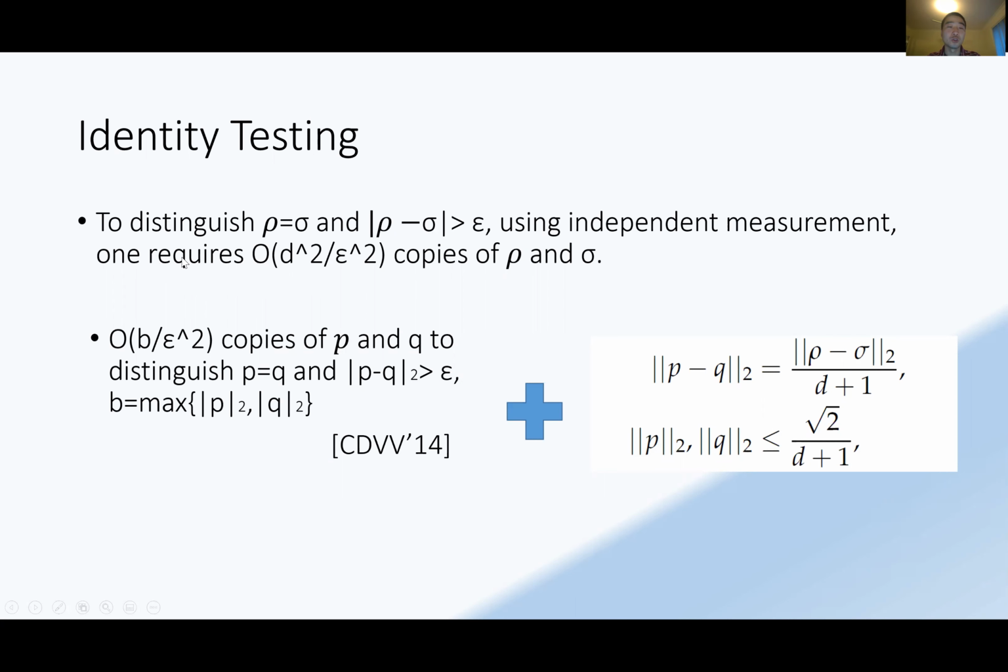One can show that d square copies of rho and sigma are enough, simply because we recall the result of CDVV, who show that order of B divided by epsilon square copies of P and Q is enough to distinguish P equals Q from the two norm between P and Q being greater than epsilon, where B is the maximum of the two norm of P and Q, the probability distributions, together with our result.